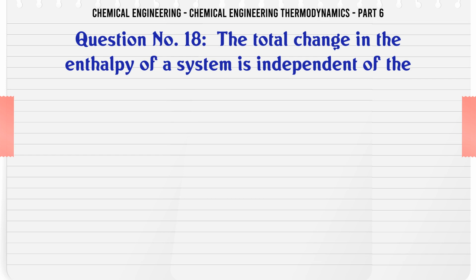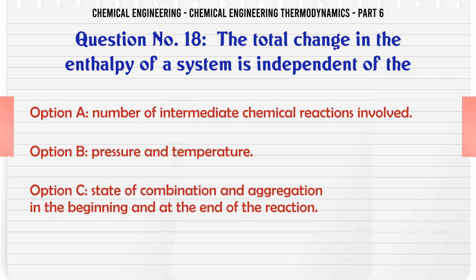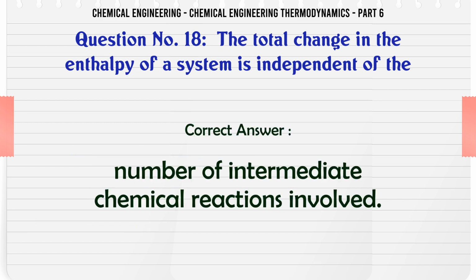The total change in the enthalpy of a system is independent of the: A) Number of intermediate chemical reactions involved. B) Pressure and temperature. C) State of combination and aggregation in the beginning and at the end of the reaction. D) None of these. The correct answer is number of intermediate chemical reactions involved.